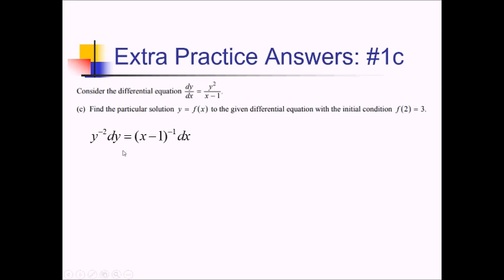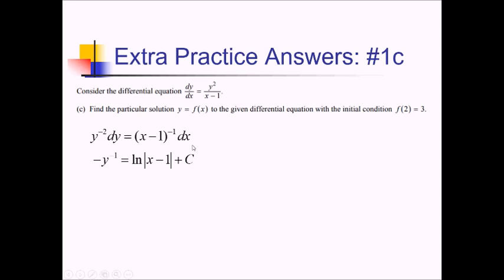Taking my antiderivatives, this first one bumps up to a negative 1. Dividing by that, we have negative y to the negative 1 on the left side. And on the right side, this is just going to be ln absolute value of x minus 1. And don't forget the plus c.